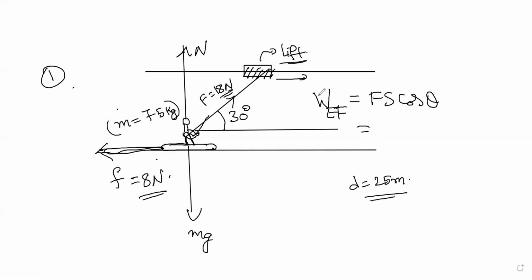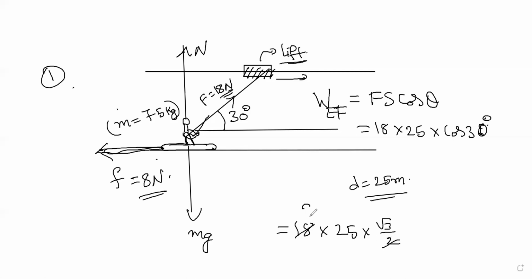So that is F is 18 into S. They said it's about 25 meters. He was displaced 25 into cos 30. So we can plug in that: 18 into 25 cos 30, cos 30 is root 3 by 2. So you can cancel that to 9 times 25, that is about 225 root 3 joules. This much will be work done. If you can substitute root 3 and give the answer in decimals, that is also possible.